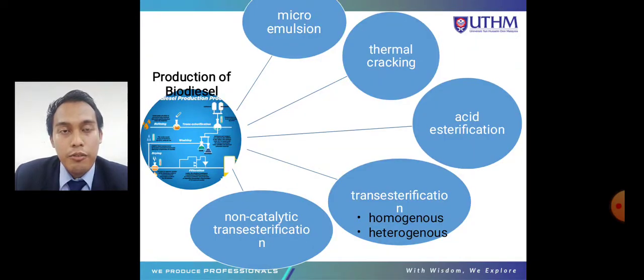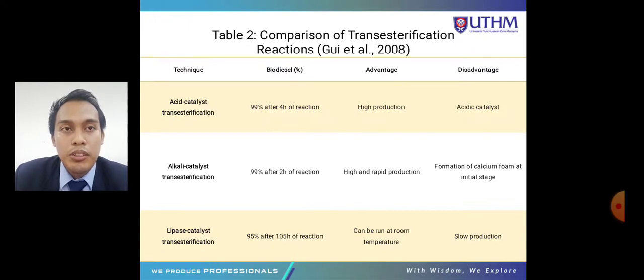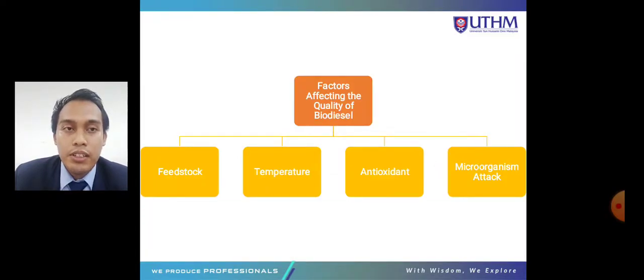Production of biodiesel can be done by a few methods, which are microemulsion, thermal cracking, acid esterification, transesterification which can be done using a homogeneous or heterogeneous catalyst, and non-catalytic transesterification. The comparison of transesterification reactions shows that alkali catalyst transesterification produces faster and much higher biodiesel yield. The factors affecting the quality of biodiesel are feedstocks, temperature, antioxidants and microorganism attack.